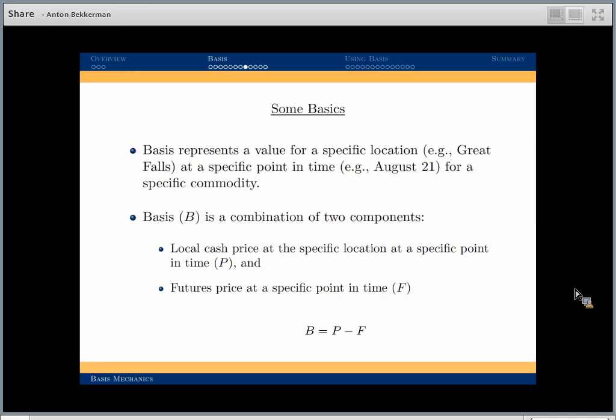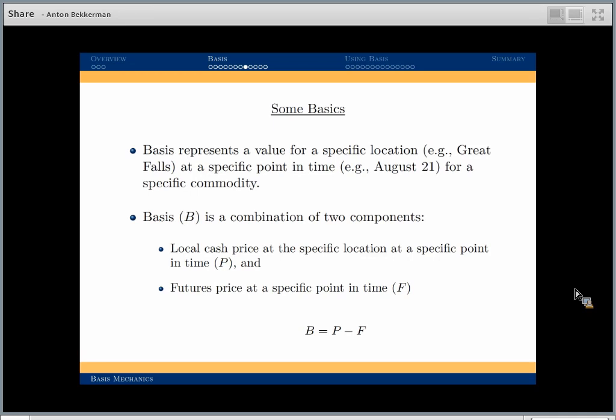So specific location, specific point in time, for a specific commodity, right? So for winter wheat or for spring wheat or for corn or for feeder cattle. We can have different basis values in the same location at the same point in time, but for different commodities. So for example, if there's an elevator in Shelby, Montana, and it receives both peas and winter wheat, then you can have a basis value for peas in Shelby, Montana on August 21st, and you can have a basis value for winter wheat in Shelby, Montana on August 21st. So basis has a very specific location, point in time, and it refers to a specific commodity. Okay, so that's point number one.